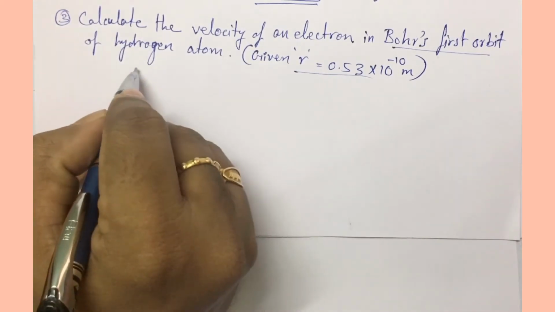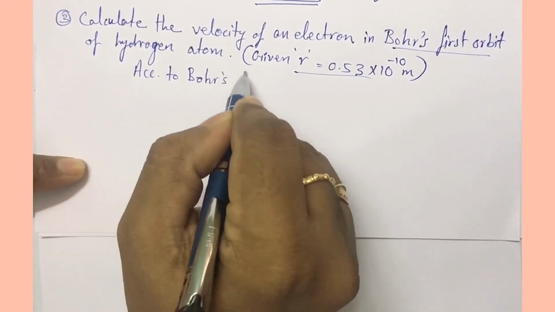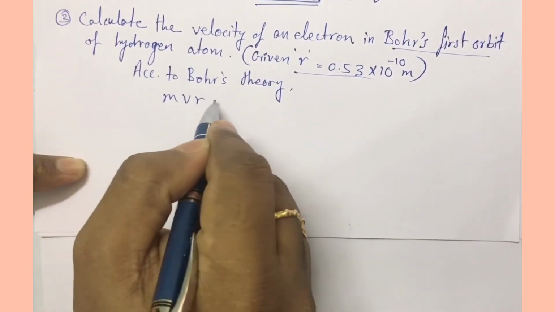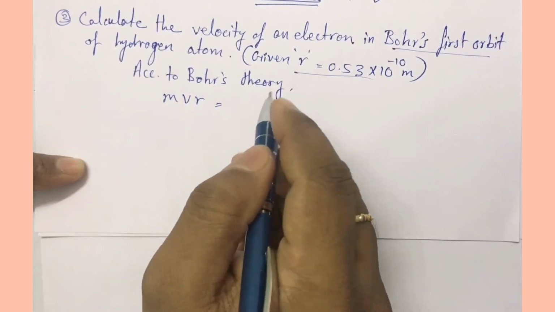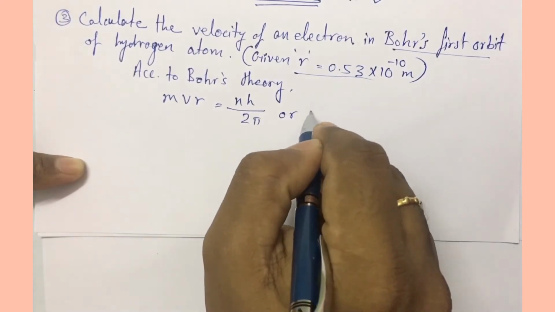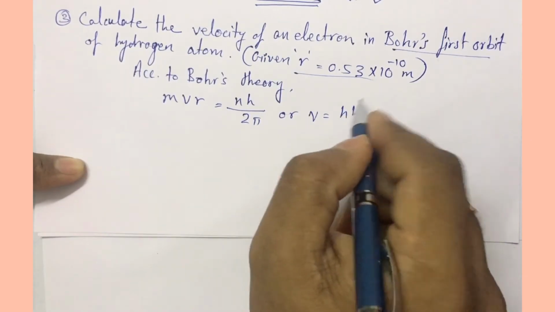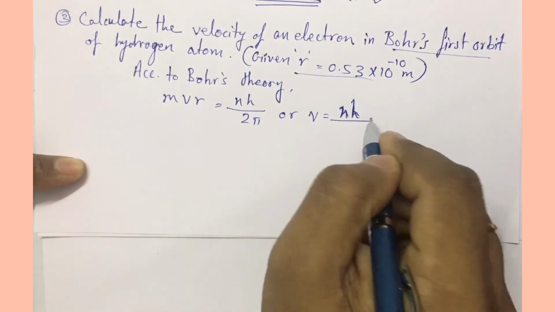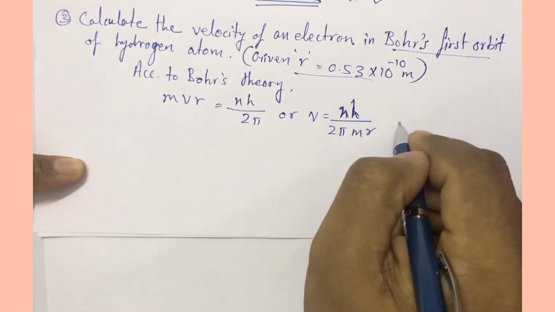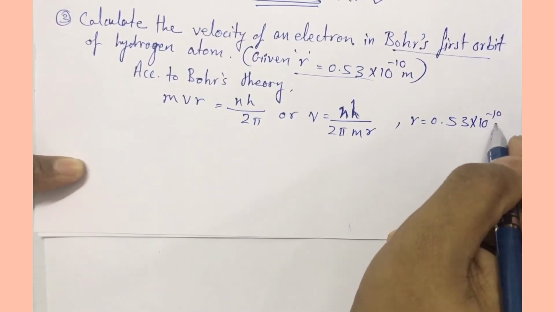So we know that according to Bohr's theory, we have learned that mvr is equal to, what is mvr? mvr is angular momentum. mvr is equal to nh by 2 pi, or you can write v is equal to nh upon 2 pi mr, and r is given, r is 0.53 into 10 raised to minus 10 meter.